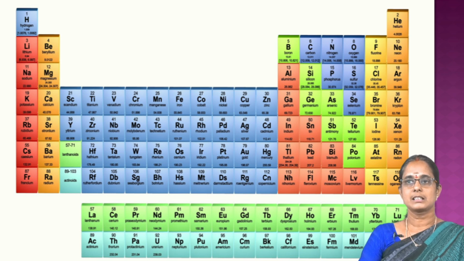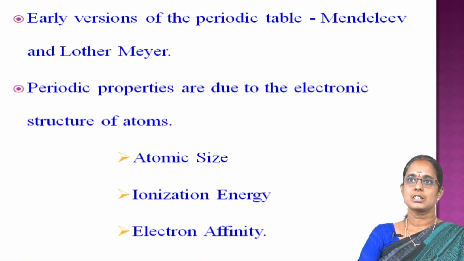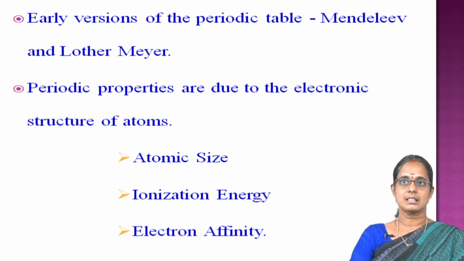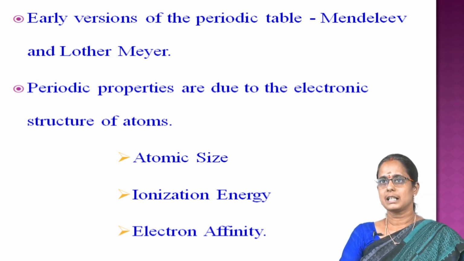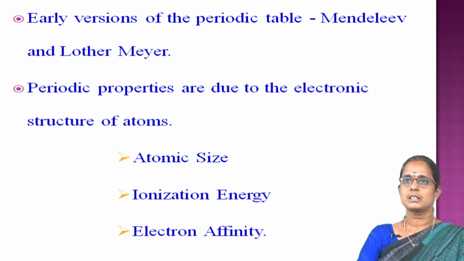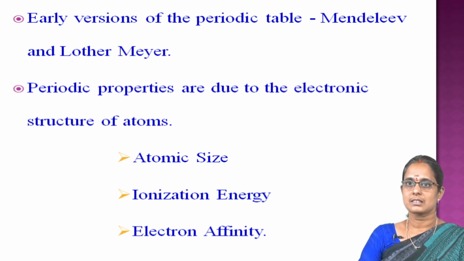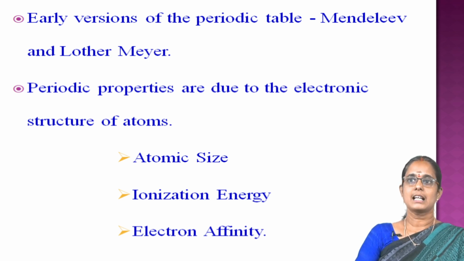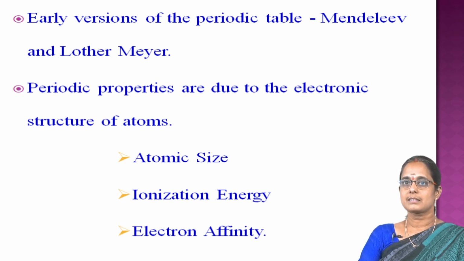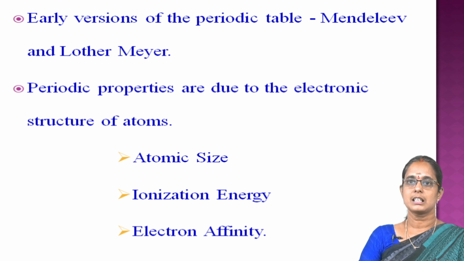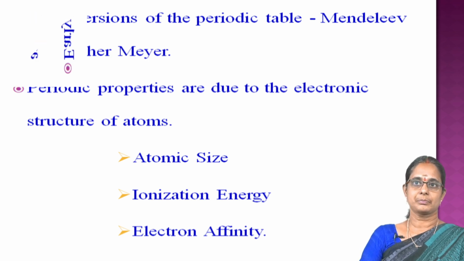This is the periodic table. Early versions of the periodic table were constructed by Mendeleev and Lothar Meyer. We know that the periodic properties are due to the electronic structures of atoms. Electronic structures explain the observed trends in atomic size, ionization energy, and electron affinity.